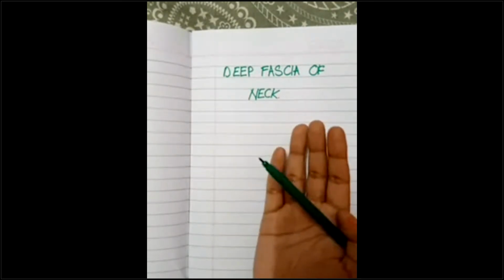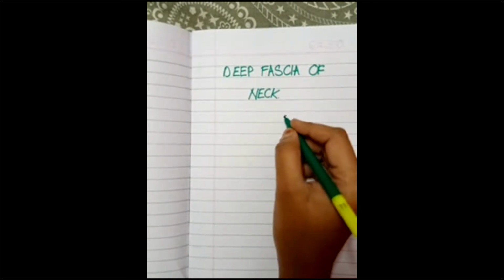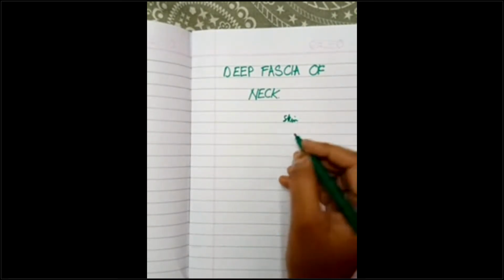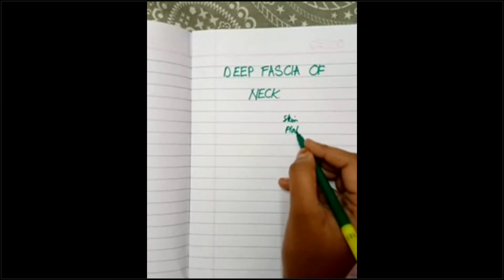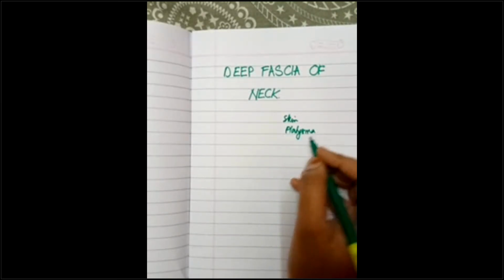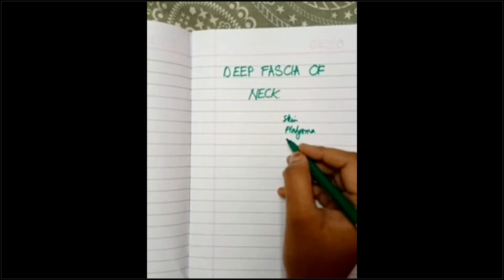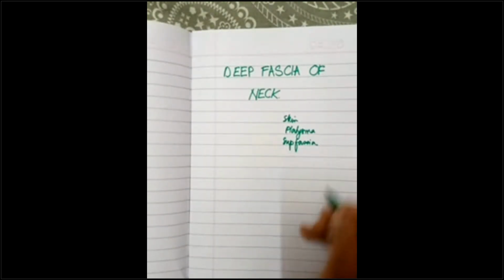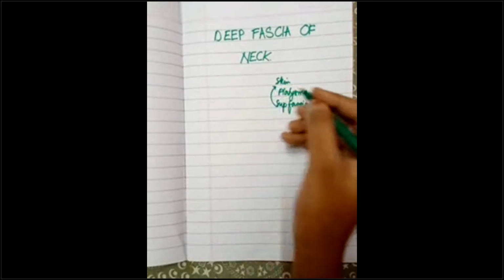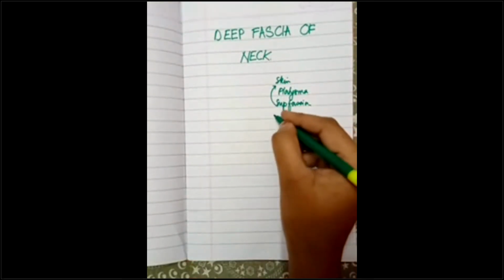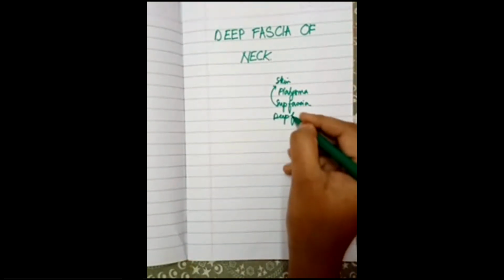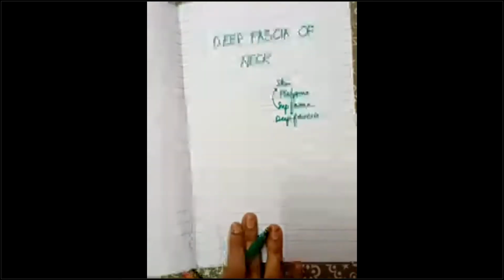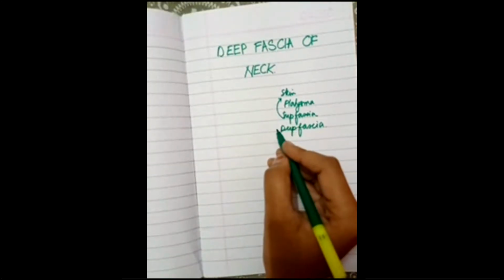So first, if you go in the neck, first you have your skin. Then below it you have your superficial fascia. No, sorry, skin, superficial fascia, then platysma muscle. Then you will have your deep fascia. Deep fascia is below your platysma.